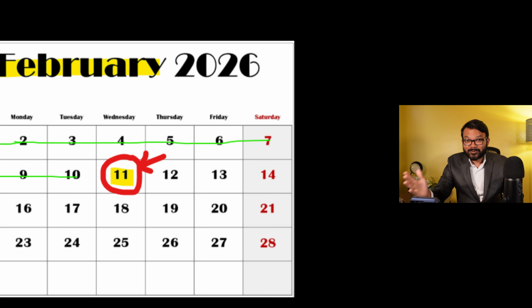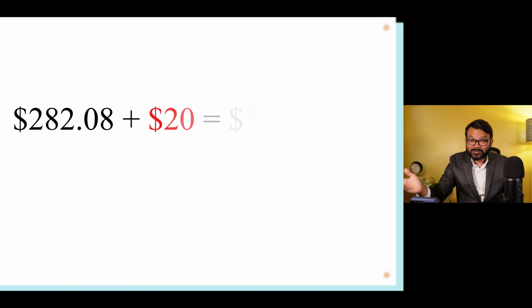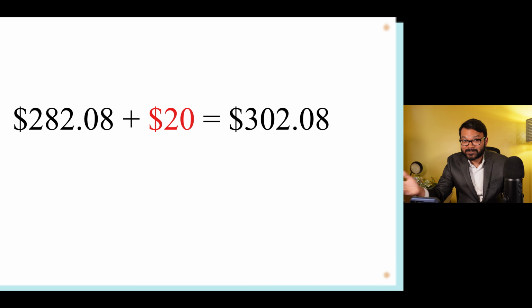Now, if on February 11th, a day after the billing cycle ended, I bought something like maybe a cheap earbud for $20, then my current balance would go up by $20 to $302.08 because that's my live number for the amount that I owe.